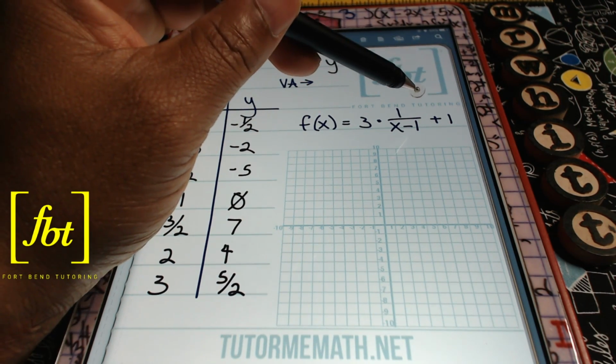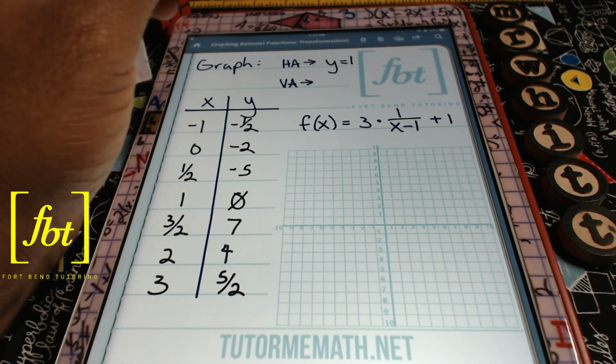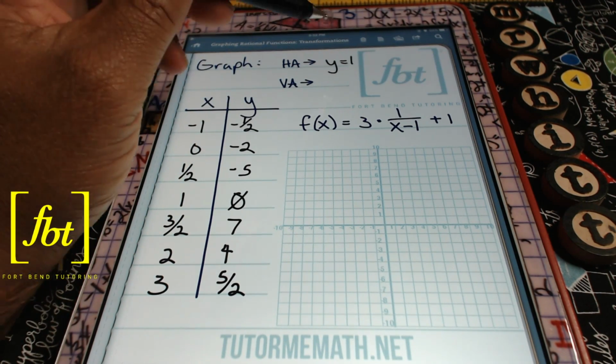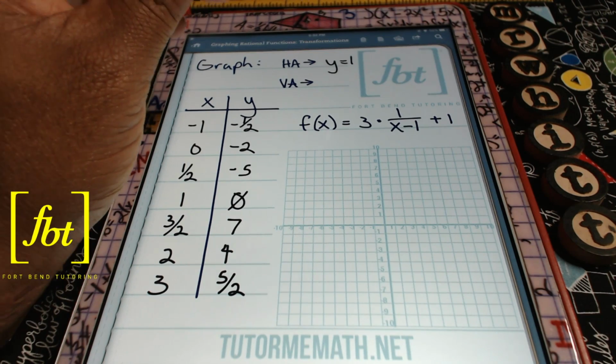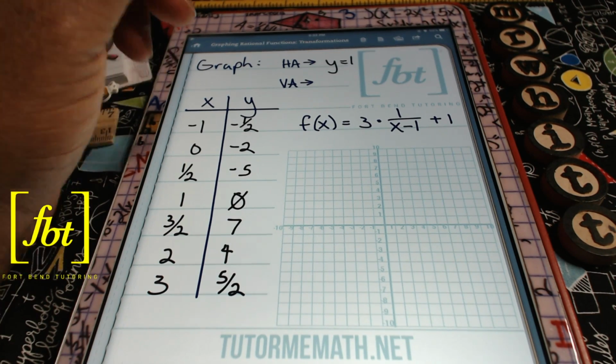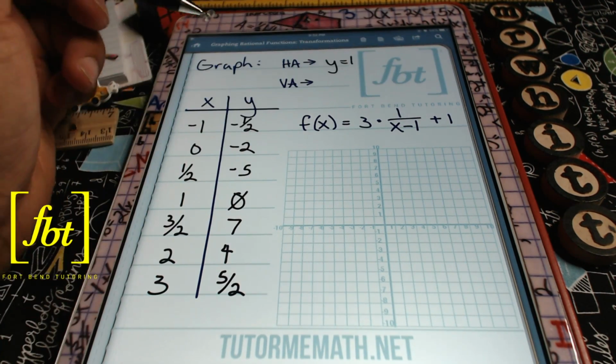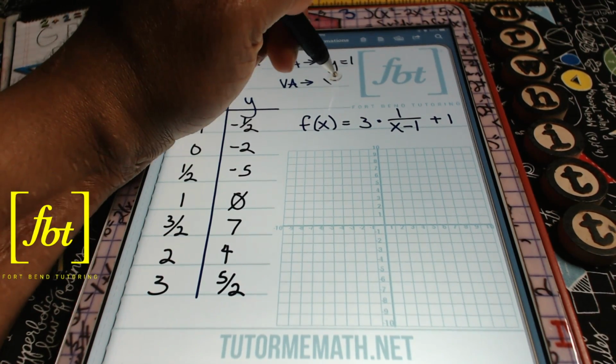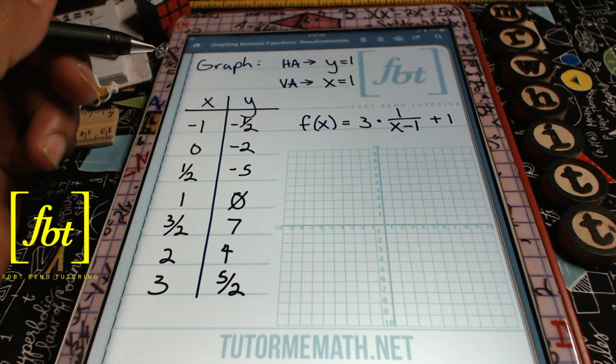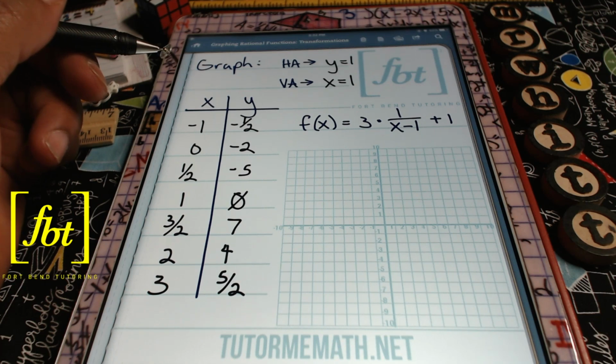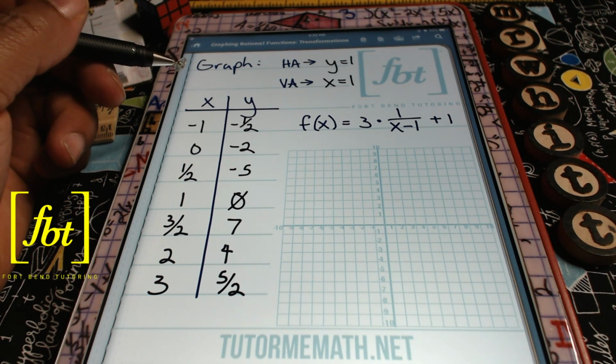Here, since we have a vertical shift of 1, this 1 adds to our horizontal asymptote to give you y equals 1 as a horizontal asymptote. So with the vertical asymptote, you simply set the denominator equal to 0. So you'll end up with x equals 1. So now we have our horizontal asymptote and we have our vertical asymptote. And now let's graph it.